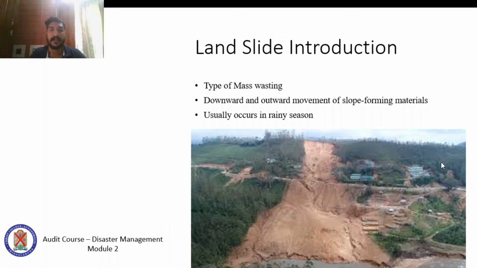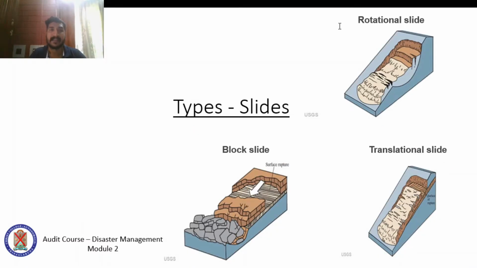Let's take a look at the types of landslides. The first one is slides. Although many types of mass movements are included in the general term landslides, the more restrictive use of the term refers only to mass movements where there is a distinct zone of weakness that separates the slide material from the more stable underlying material. The two major types of slides are the rotational slide and the translational slide. There is one more slide, the block slide, that we will be discussing here.